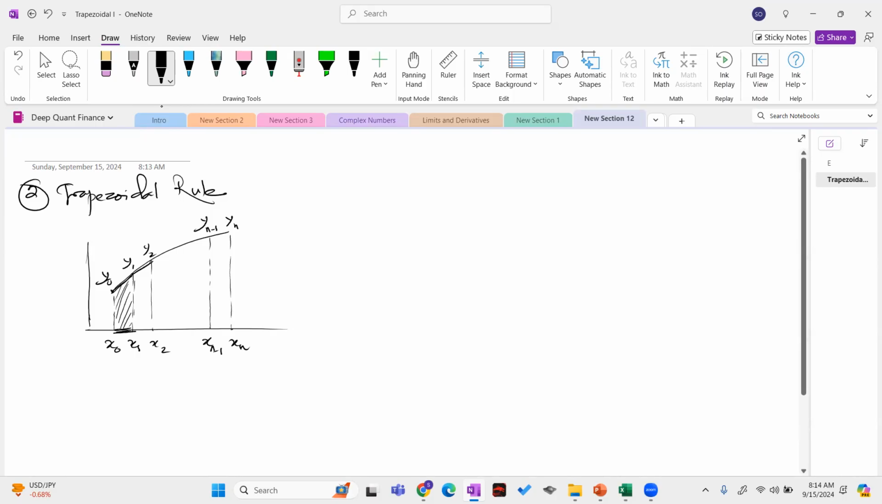Area of this first trapezium is, I can just directly write h by 2 times the sum of parallel sides, which is y0 plus y1. Second one would be h by 2 times (y1 plus y2). Correct? Just averaging the y's at both ends. Plus so on, up to h by 2 times (yn minus 1 plus yn). That's the formula under the trapezoid rule.